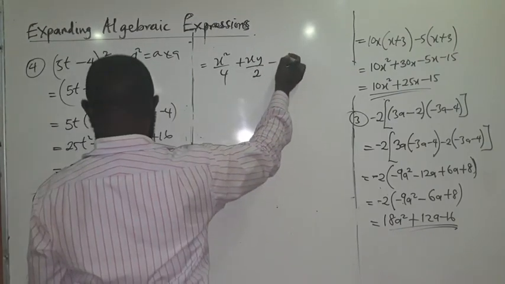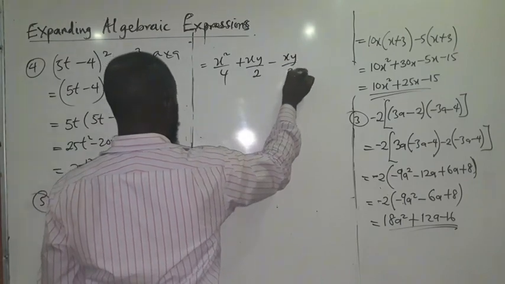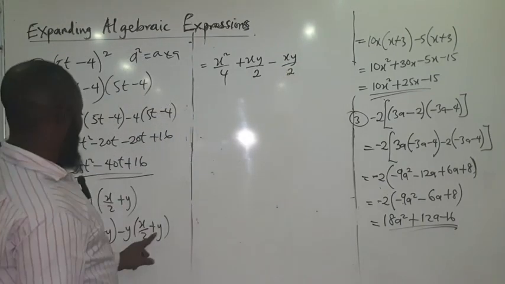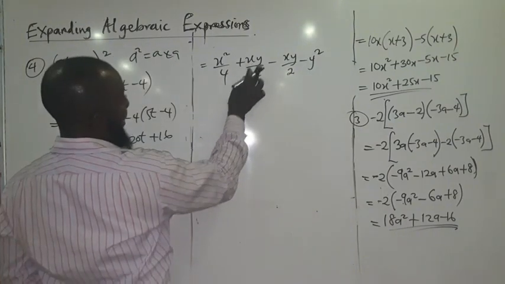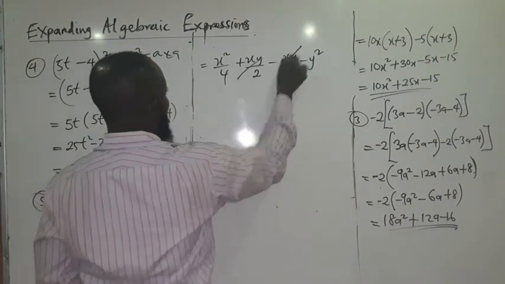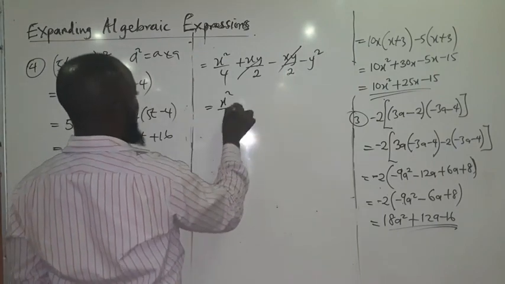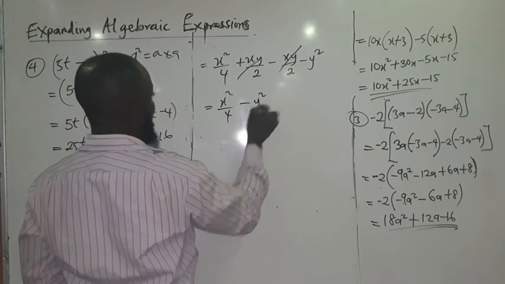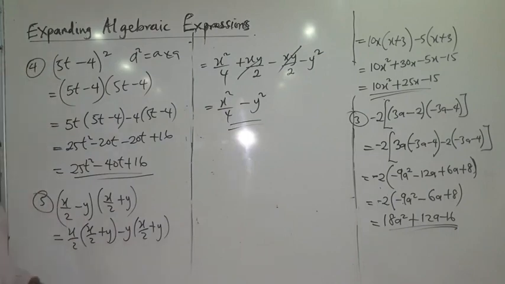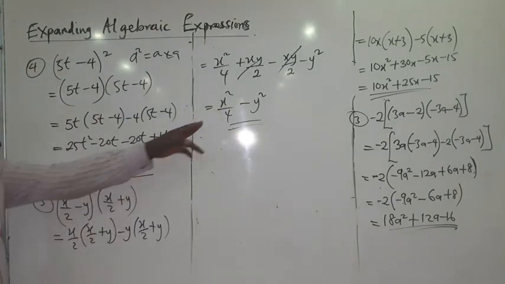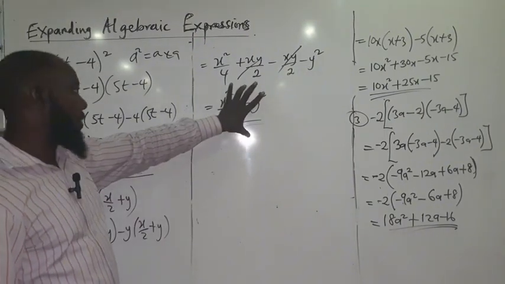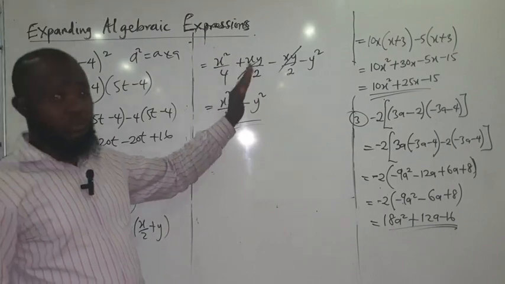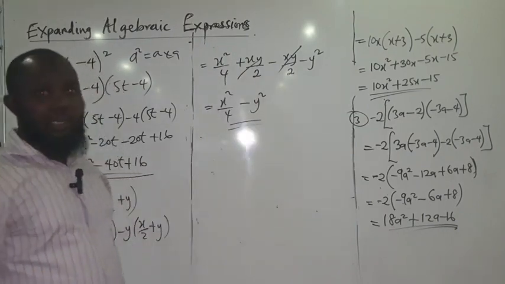Then minus xy over what? 2. Then this times this, that will be minus what? Y squared. So this xy over 2 minus xy over 2 will cancel. So therefore x squared over 4 minus y squared will become the answer. So difference of 2 squares, we just square this minus square of this one gives us the answer. But we're still going to look at that in details. So that's not for the purpose of this class. We are still going to look at difference of 2 squares in subsequent videos.